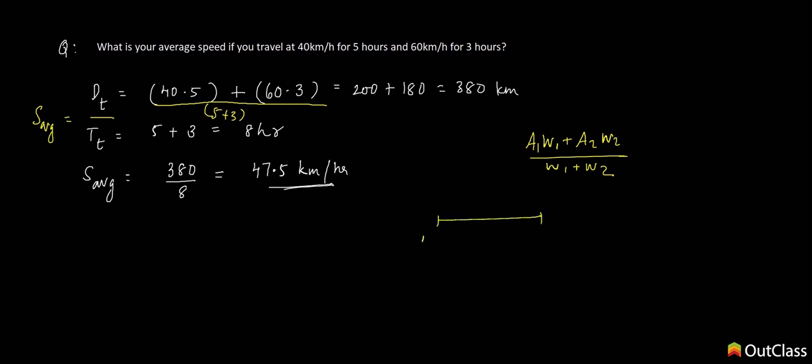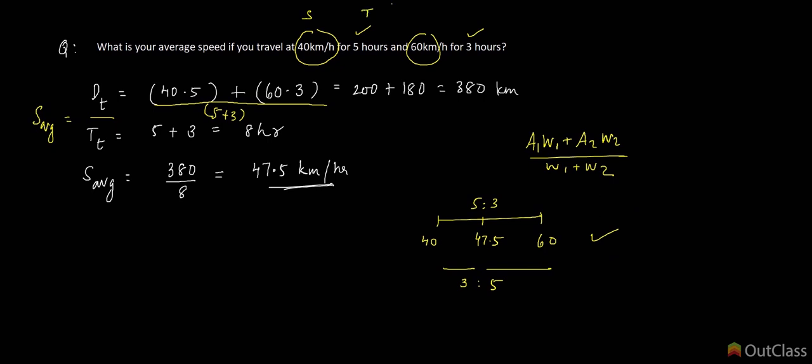So you just put 40 and 60 on the number line. Those are your rates, and their corresponding weights would be 5 and 3. So you invert that ratio to get the distance ratio, 3:5, and you split the distance between 40 and 60 in the ratio 3:5, and you'll get the point 47.5. So you can use the number line if you're given speeds and their corresponding times. Note that you are given speeds and their corresponding times, and this becomes important later on. You can use the number line to quickly calculate the average speed.